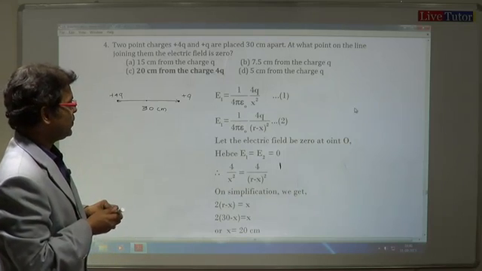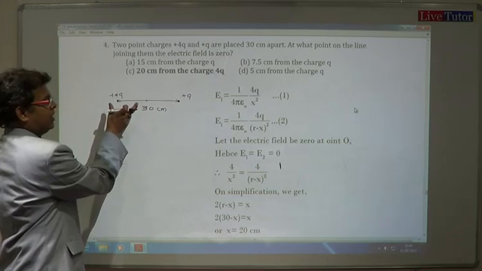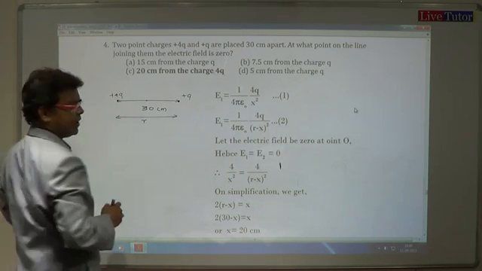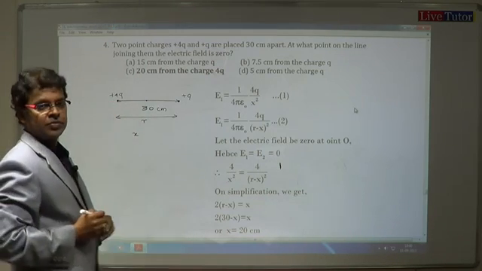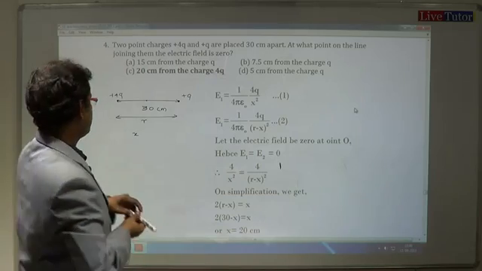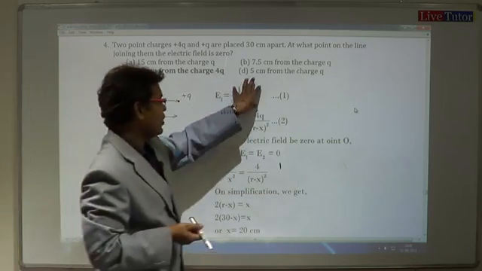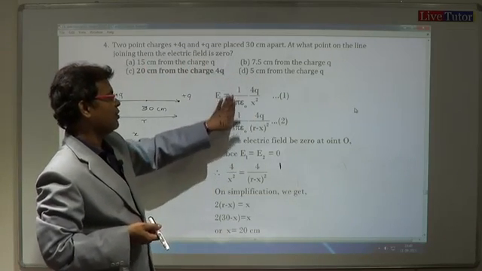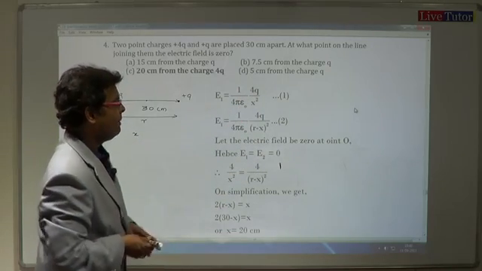So, what you have to do, you can take the total distance. Suppose we take this total distance as r, and from this point, 4q, to this point you can take as x. We are going to use the same formula. What is the formula? We are talking about electric field. So, the formula is 1 by 4 pi epsilon naught into q by r square.